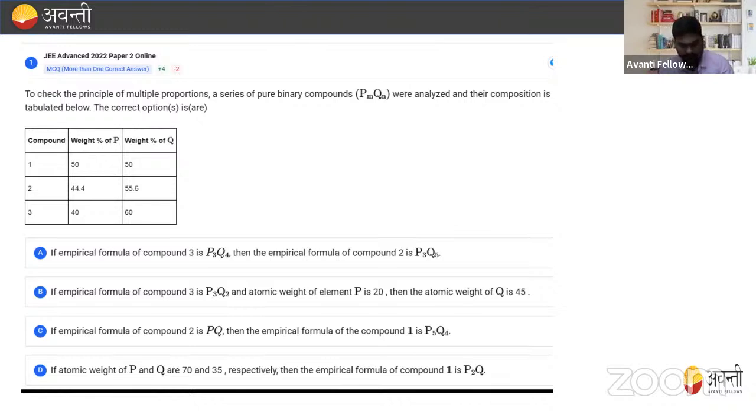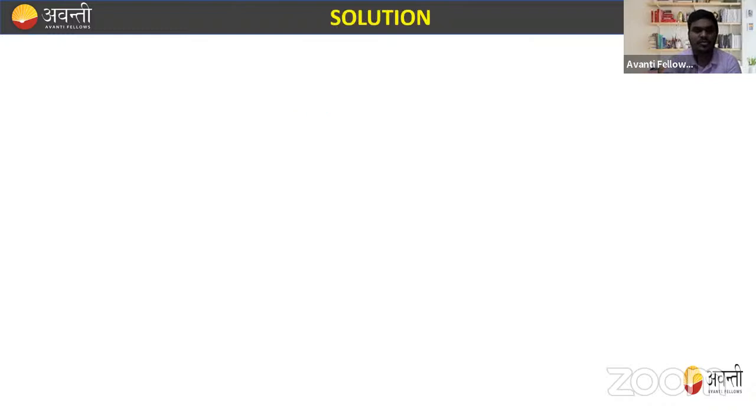So what does the question ask, beta? Try to read the question as well. What do you have to calculate in this question? The question is asking to check the principle of multiple proportions. A series of pure binary compounds PmQm are analyzed and their compositions tabulated below. The correct options are: compound 1, 50% weight percentage of P is 50; then 44, 55; 40 and 60. Now you have to identify out of options A, B, C, D which one is correct and which one is not correct, right? So let's see the solution of this.